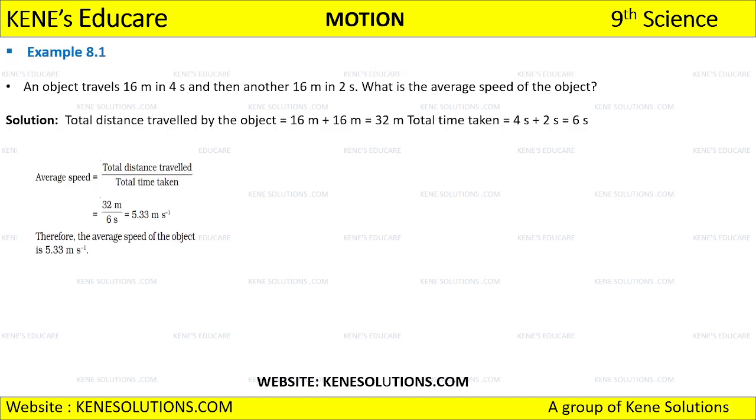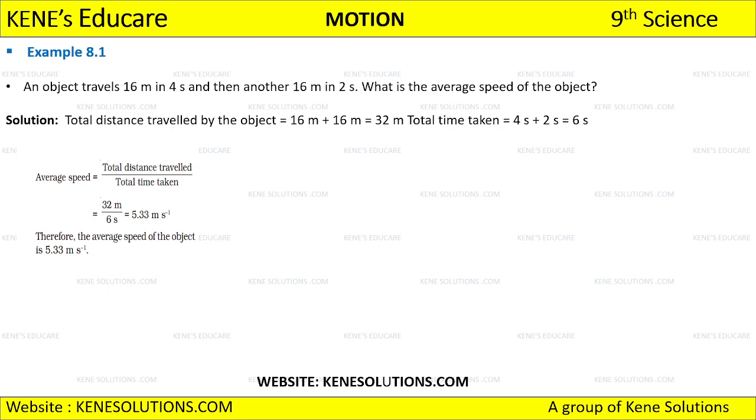After this, we discussed example 8.1. Here we have how to calculate the average speed of the object, right? The total distance has been given, and the total time taken for traveling that distance has also been given, right? So we can solve this example by calculating the average speed, and we know average speed is calculated as total distance traveled upon total time taken, right?